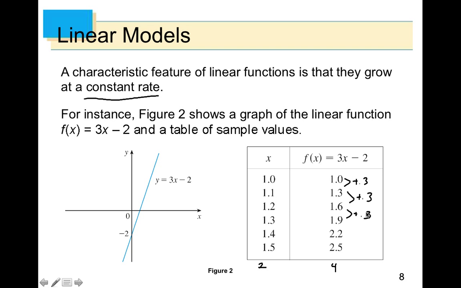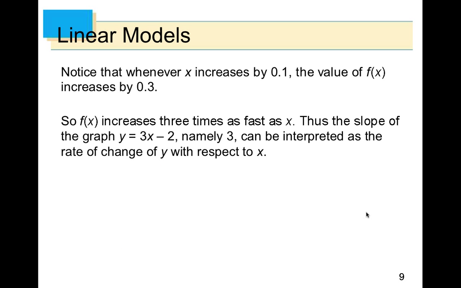To simplify the language, we can also say that whenever x increases by 0.1, the value of f of x increases by 0.3. So you can say that f of x increases 3 times as fast as x. So the slope of the graph of y equals 3x minus 2, namely 3, can be interpreted as the rate of change of the function y with respect to x. So we're saying that the rate of change of this function y with respect to x is 3. The y values are increasing 3 times as fast as the x values.